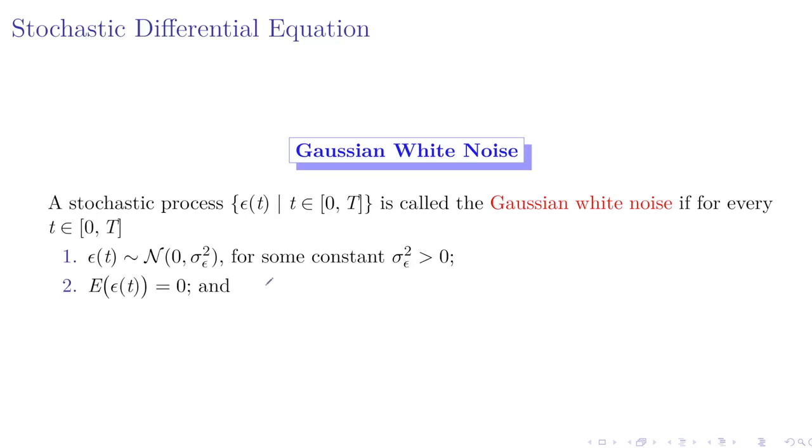And as we said, the expectation of epsilon of t for every t is 0, and they are also independent in the sense that the expectation of epsilon of s into epsilon of t is equal to 0 for every s and t in the interval 0 to capital T, with s not equal to t. When s is equal to t, then we have the variance, which we assumed as sigma epsilon square, right? So such a stochastic process is what is called the Gaussian white noise.